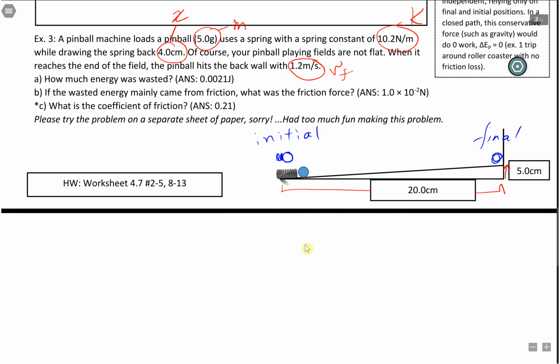Why am I interested in this? Because I want to find how much energy was wasted in this entire process. Not just from when the spring was compressed to when it's released, but from when it goes from the bottom all the way to the top.